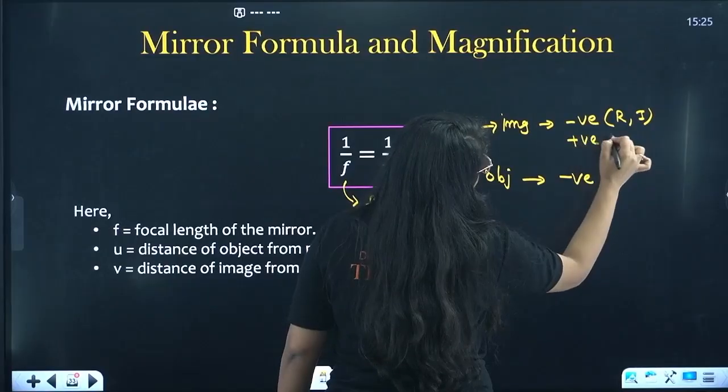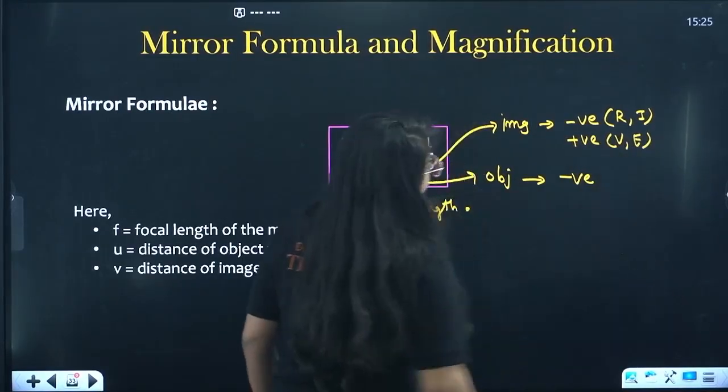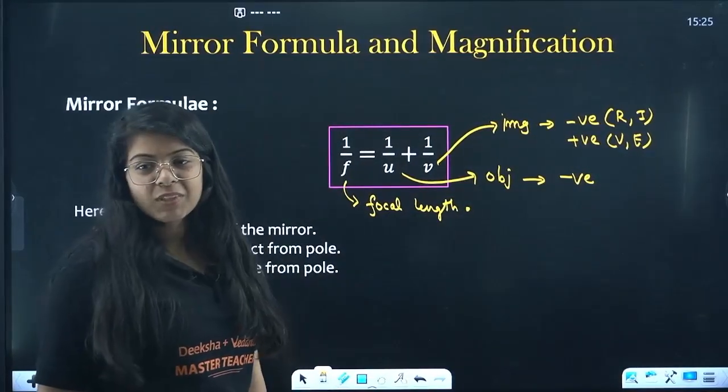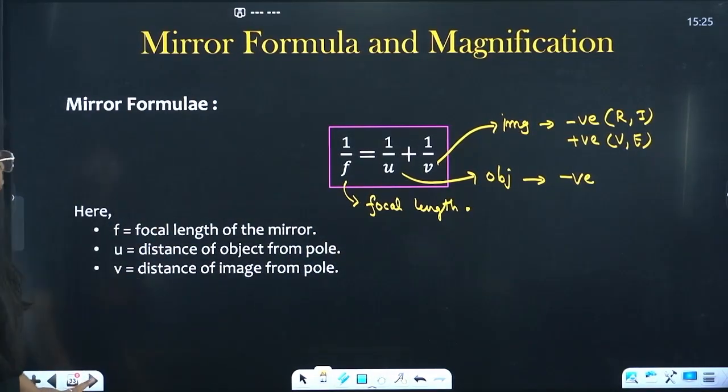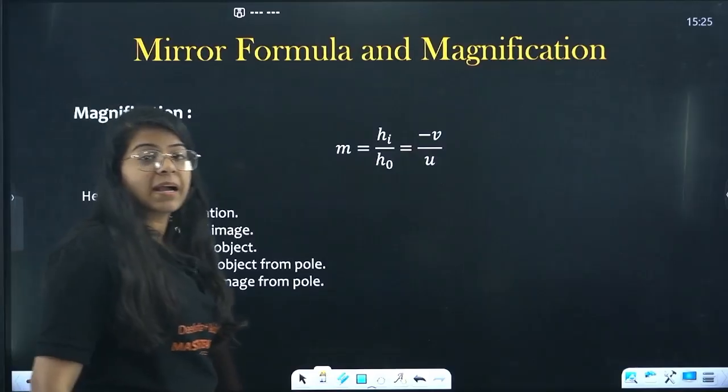It was positive for virtual and erect. Done? Then simply beta, this is the same thing. Now we have one more thing, that is your magnification.